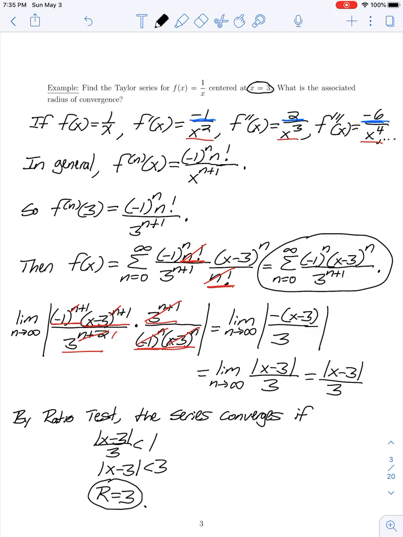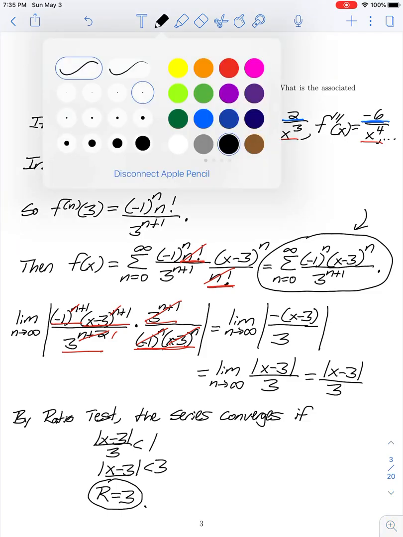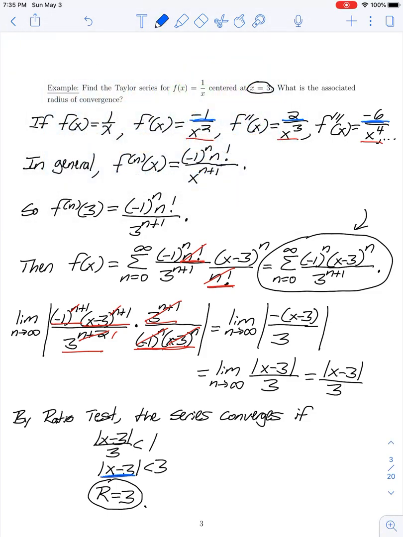So we see here that the Taylor series for 1 over x centered at x equals 3 was this power series that we found earlier in our example. And the function 1 over x can be represented by that power series as long as the distance that we have moved from x equals 3 is less than 3 units. So we could move from 0 to 6 here and still have convergence of that power series, but possibly not including the endpoints.